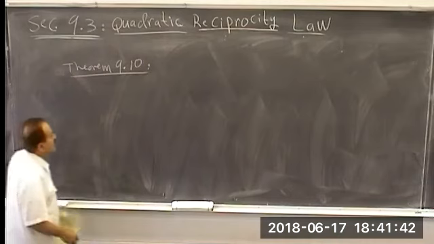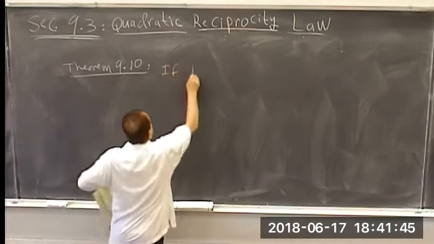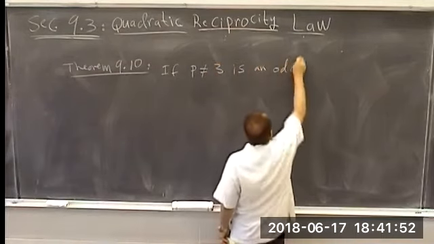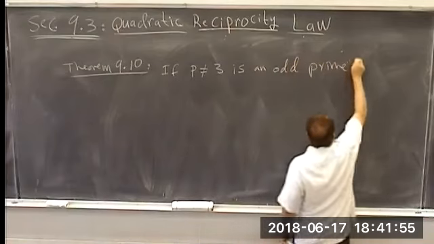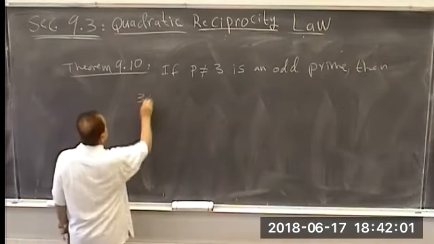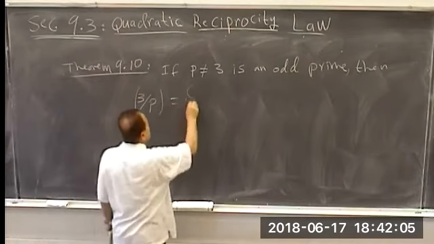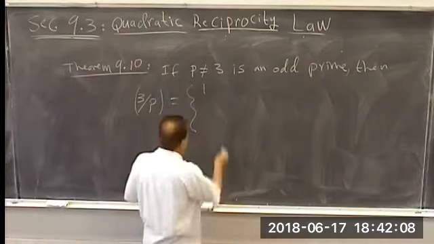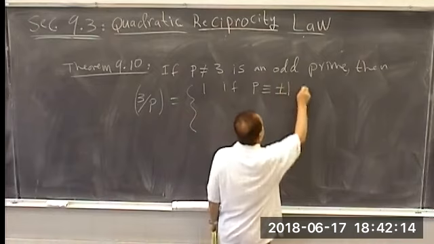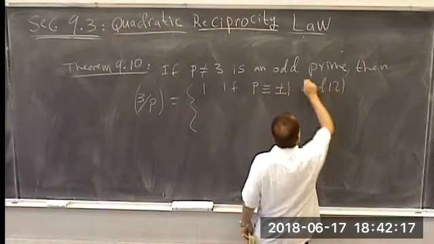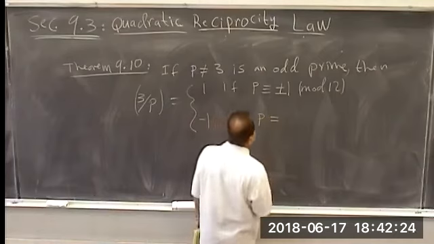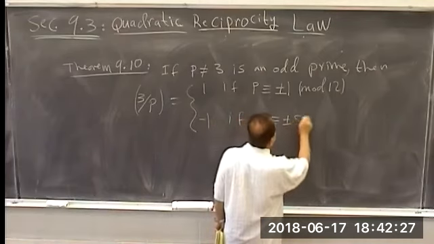And this goes like this. If p is an odd prime, then the Legendre symbol (3/p) is equal to 1 if p is congruent to either plus 1 or minus 1 mod 12, and negative 1 if p is congruent to plus or minus 5 mod 12.